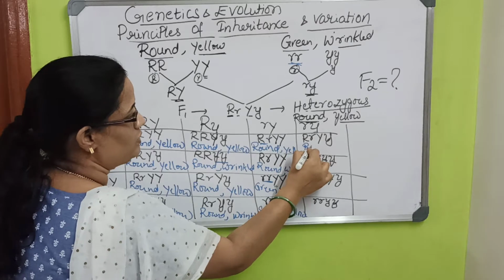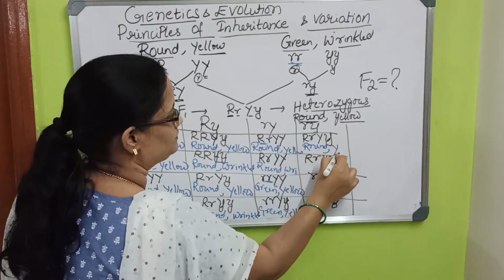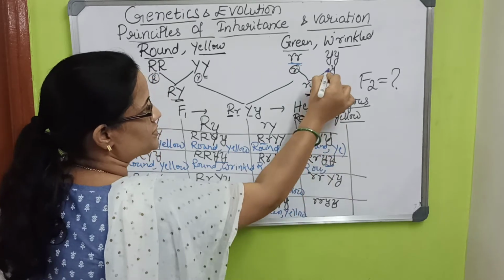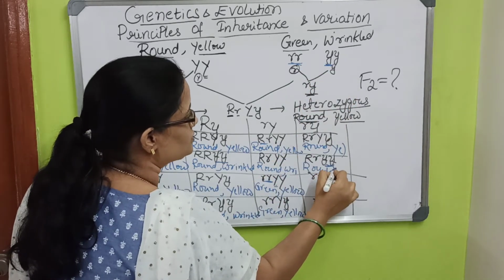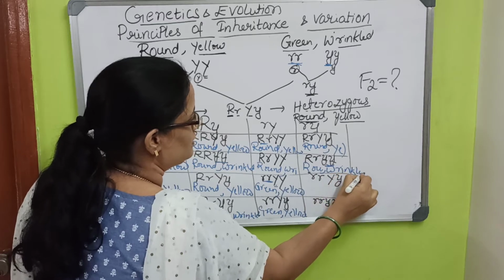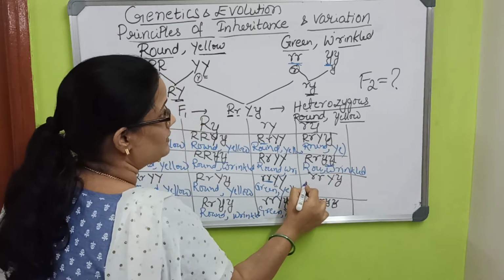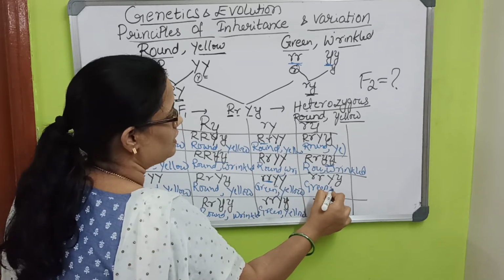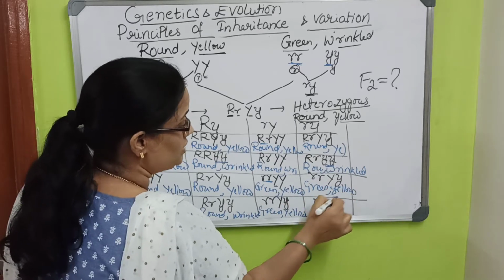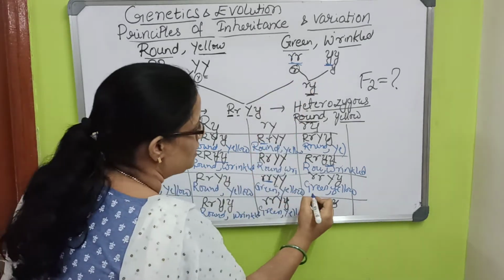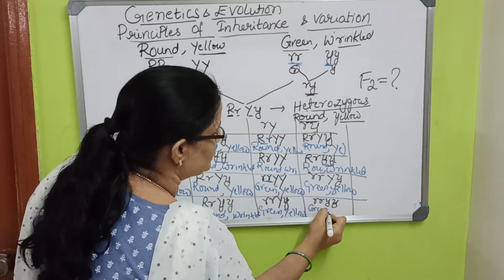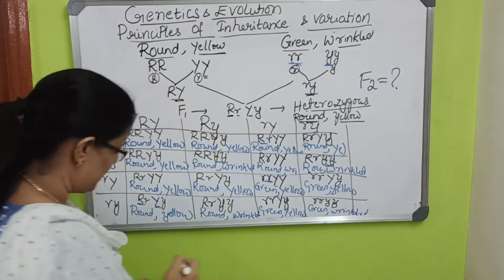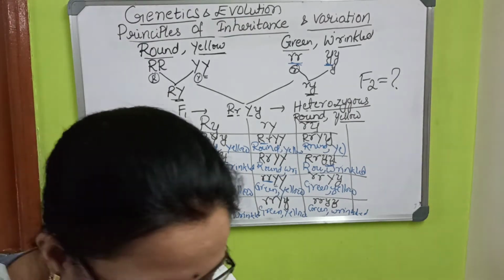Here again round and yellow. Here it is round and small y, and small y is showing wrinkled, so it will come wrinkled. Here again it will be green and yellow. The last one, only one will come green and wrinkled. This is the pure recessive character which has shown. So the phenotypic character you can draw like this.